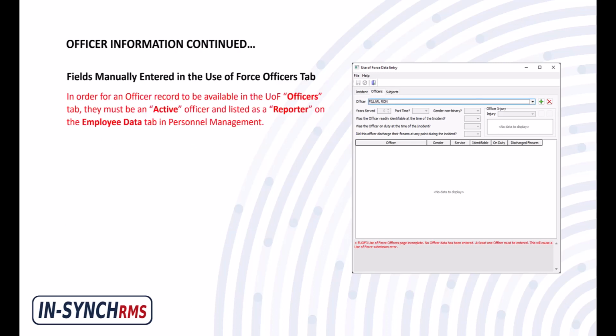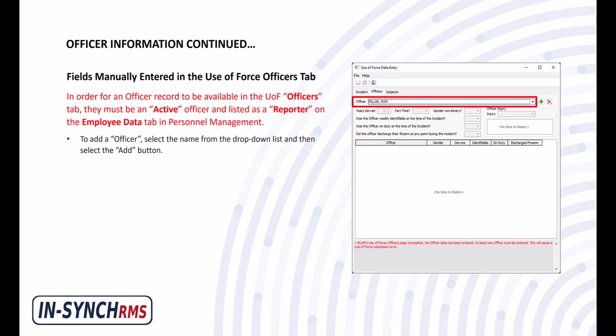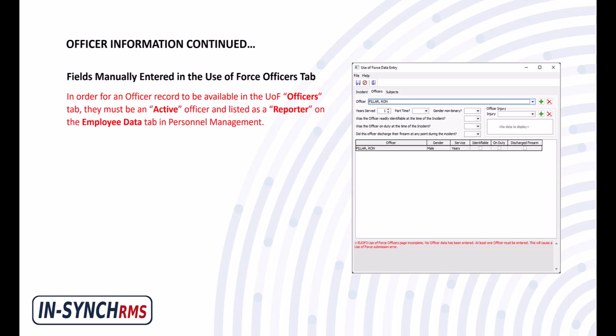In order for an officer record to be available in the use of force officers tab, they must be an active officer and listed as a reporter on the employee data tab in personnel management. To add an officer, select the name from the drop-down list and then select the Add button. Once an officer has been selected, we need to answer the following questions.